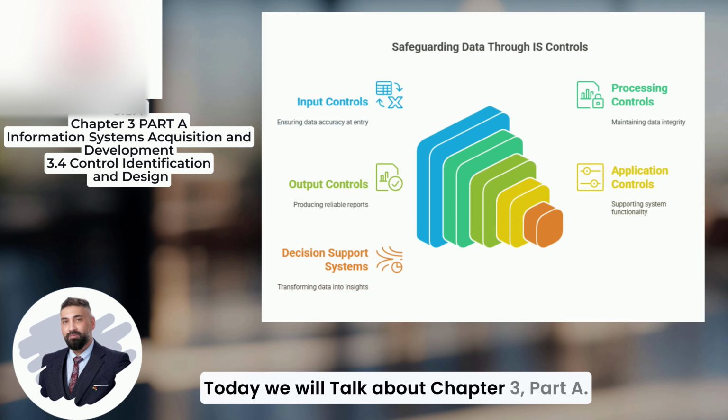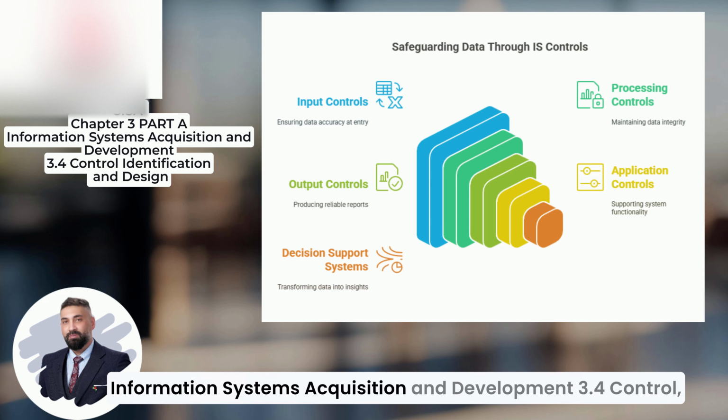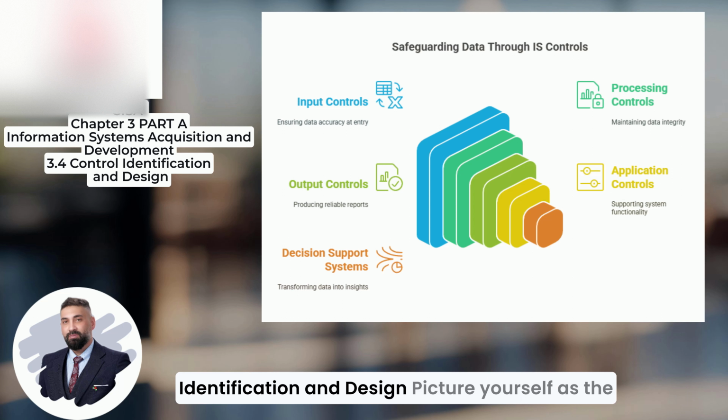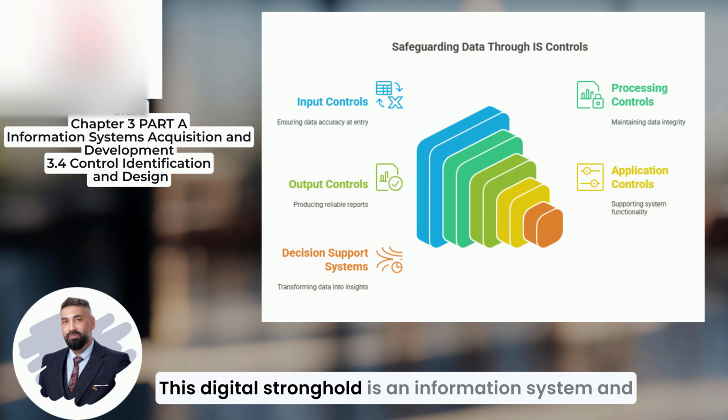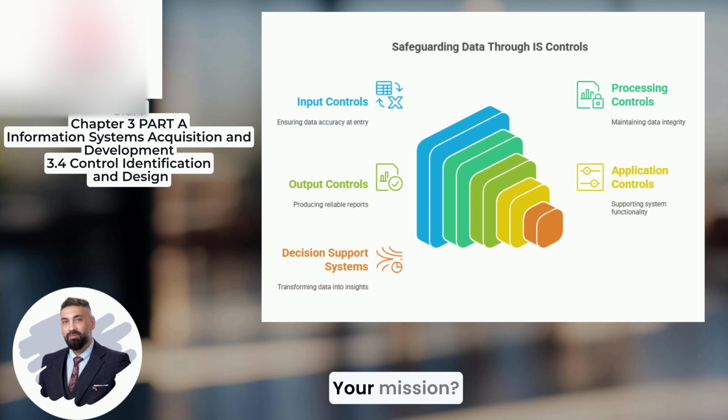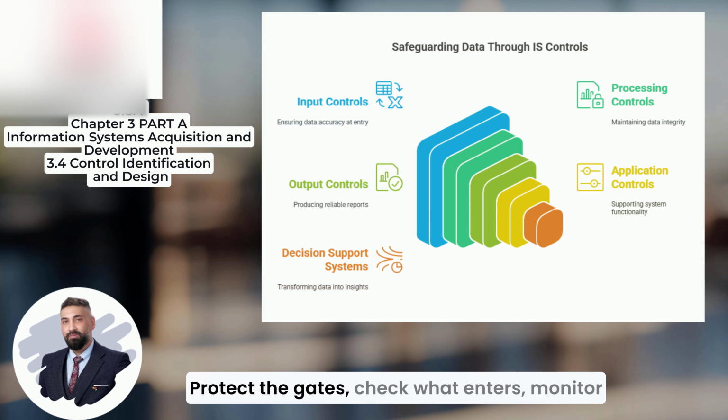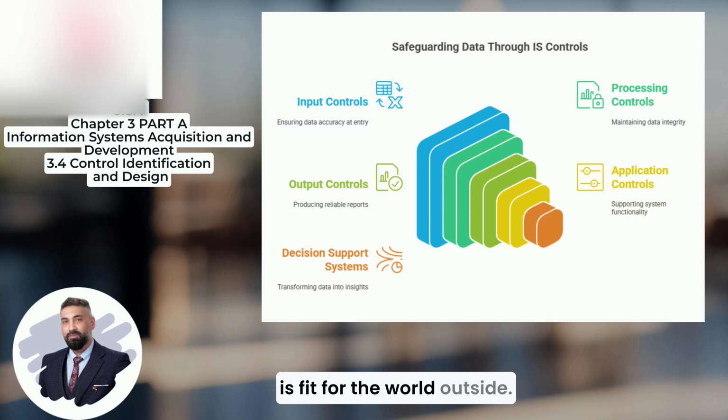Today we will talk about Chapter 3, Part A, Information Systems Acquisition and Development 3.4, Control Identification and Design. Picture yourself as the gatekeeper of a vast castle, but instead of brick walls and moats, your defenses are made of data. This digital stronghold is an information system, IS, and it carries the lifeblood of modern business: information. Your mission? Protect the gates, check what enters, monitor what moves within, and ensure what exits is fit for the world outside. Sound daunting?